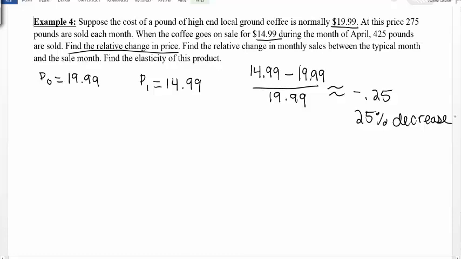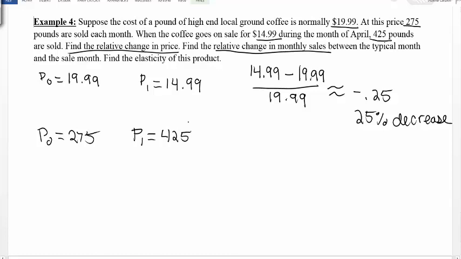Now, the next part, now that we have our relative change in price, is to find the relative change in monthly sales. So remember, when we typically sold it for $19.99, we were able to sell 275 pounds of coffee. When we changed the price to $14.99, we were able to sell 425 pounds. Since the typical amount is 275, that's our P naught, which means that our new quantity, our P1, is going to be 425.